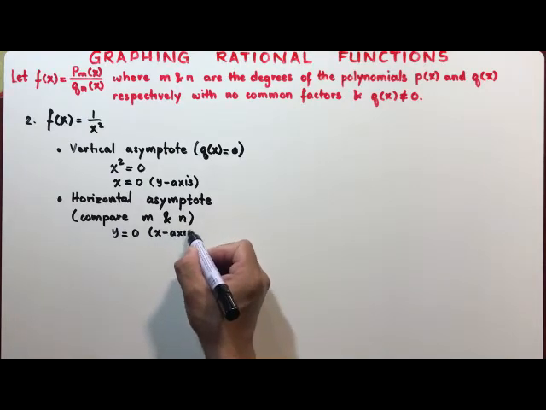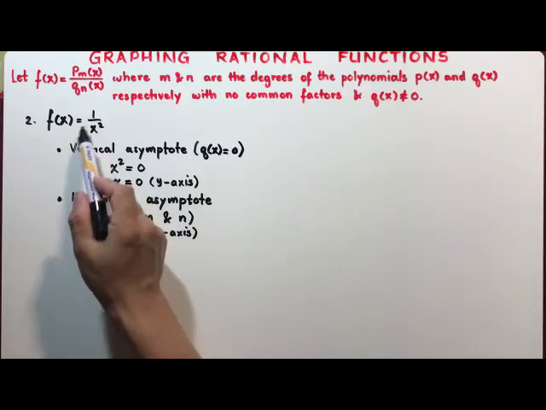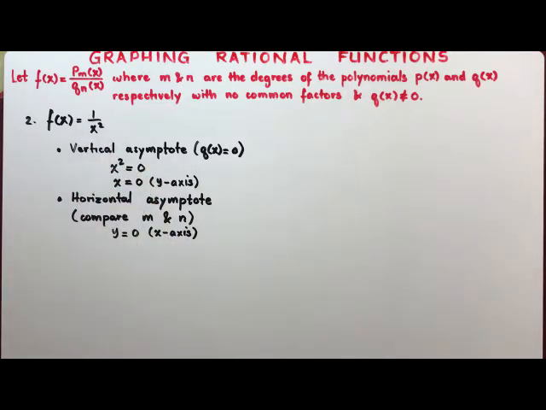So take note, if the degree of the denominator is greater than the degree of the numerator, then automatically the x-axis is our horizontal asymptote. Sometimes others call it the bottom-heavy function. What do you mean by bottom-heavy? If the degree of the denominator is greater than the degree of the numerator, that function is a bottom-heavy function. So automatically, if the function is bottom-heavy, the x-axis is our horizontal asymptote.